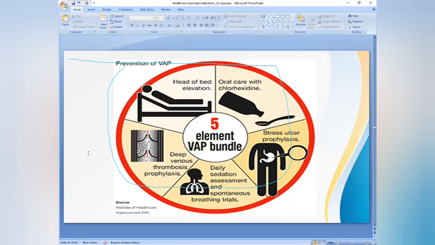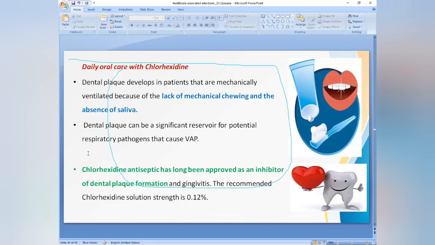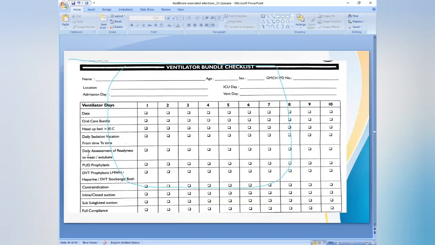Then deep vein thrombosis prophylaxis, as I said, sedation assessment, spontaneous breathing trial, and also head-end of the bed elevation. With the help of physiotherapy, exercising and blowing exercises are very important for patients of ventilator-associated pneumonia to come out of it. As I said, daily oral care with chlorhexidine can help in inhibiting dental plaques and gingivitis. So this is the ventilator bundle checklist we have.